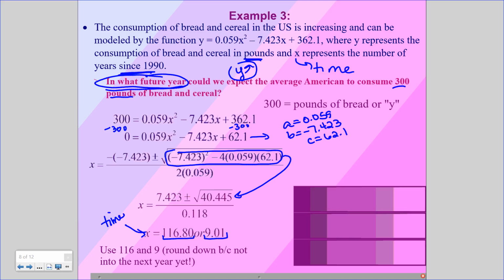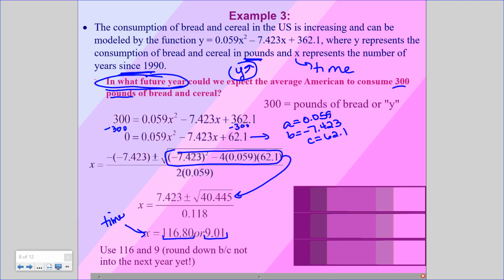All right, so I have a little note here that because we're not fully into the next year at 116.8, that's not fully 117 years, we will round down because that will tell us exactly when we would hit at least 300 pounds of consumed bread and cereal, and same with the 9.